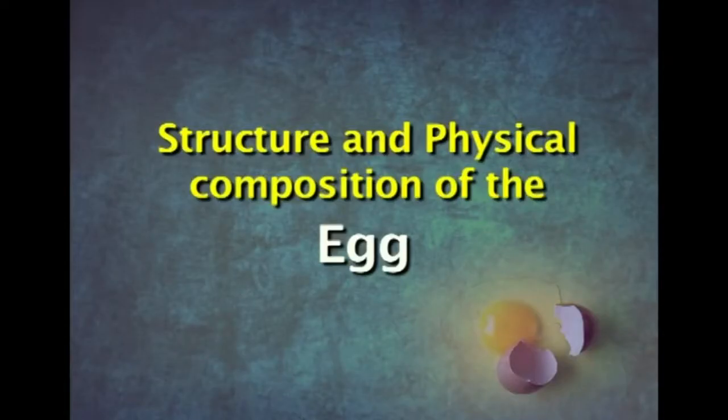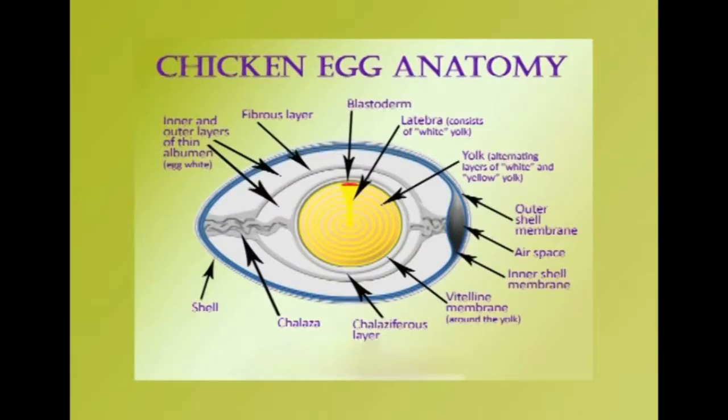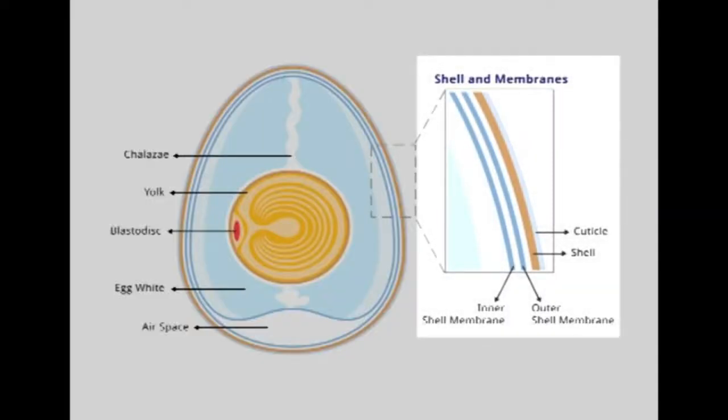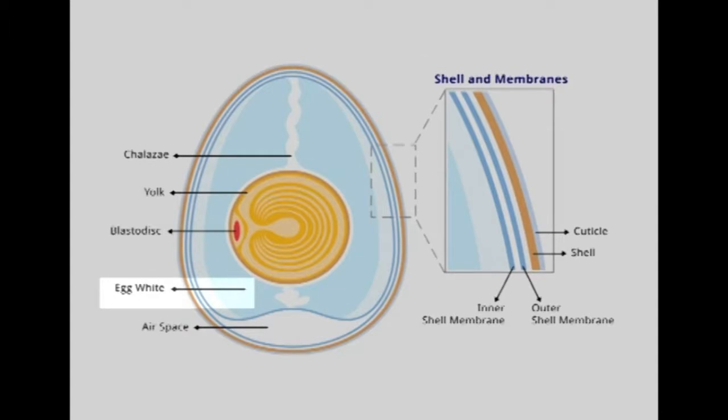Now, let us look at the structure and the physical composition of egg. I have given you a picture. It very clearly explains the details, but let me just cover it for you. Physical composition of eggs: it is made up of three major parts. The shell and the shell membranes form 11% of the entire egg. Albumin or egg white forms 58% of the whole egg. Yolk forms about 31% of the whole egg, which totals about 100%.